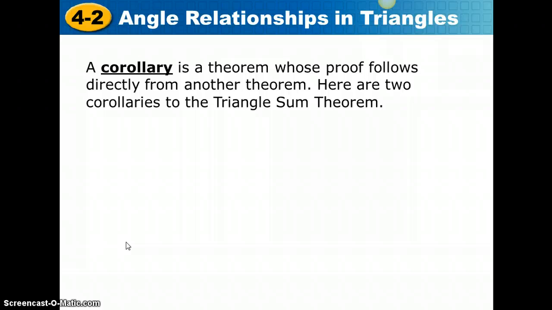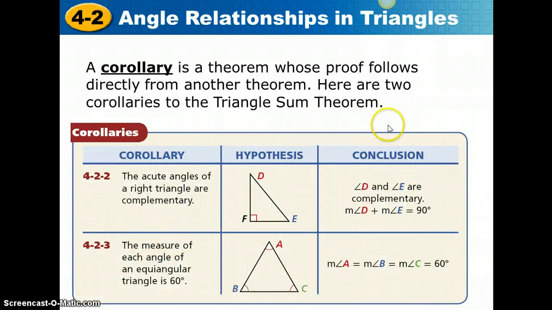Alright, now let's talk about what a corollary is. It's a theorem whose proof follows directly from another theorem. Here are two corollaries to the triangle sum theorem. First, the acute angles of a right triangle are complementary, meaning they add up to 90 degrees. And secondly, the measure of each angle of an equiangular triangle is 60 degrees. These are things that we know to be true already. We've talked about them a lot, but they are based on these corollaries.